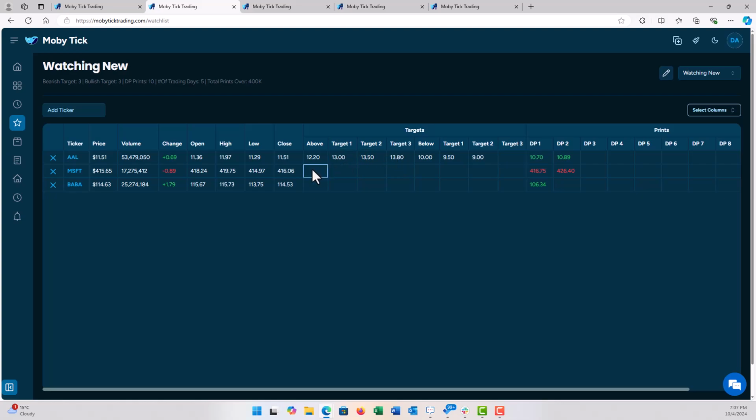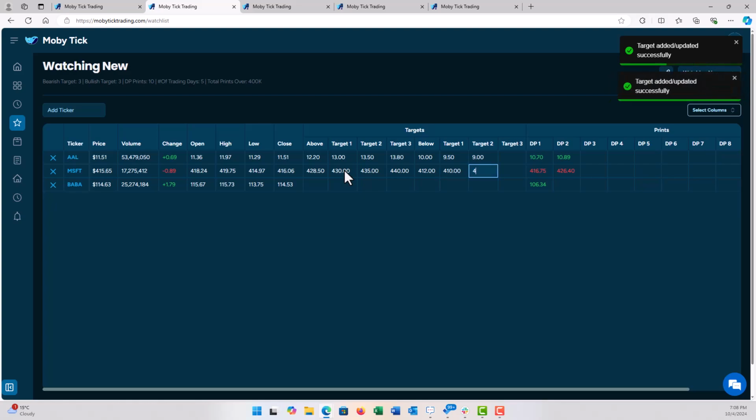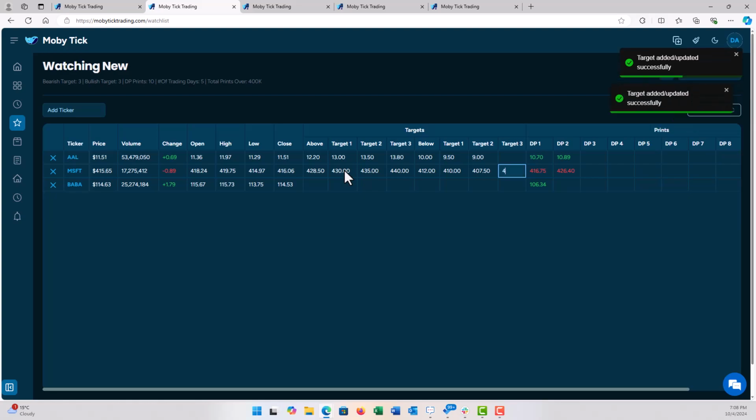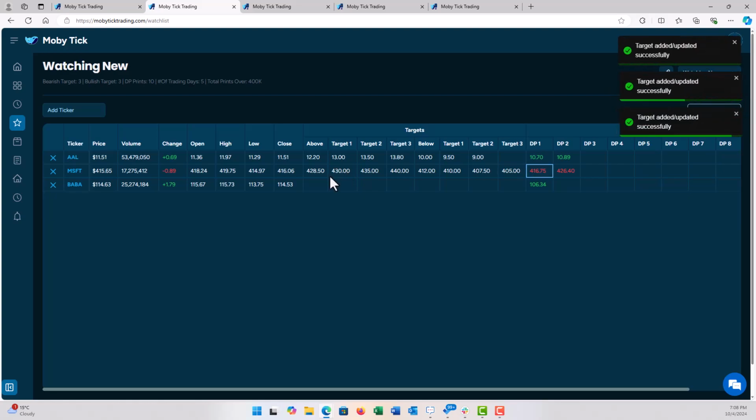So for Microsoft, we were bullish above 428.50. And it seems like a long way away because we're at 415.65, but there are all of those crazy prints in the way. So then we'll do as a target 430, 435, and 440. And then we'll be bearish below 412, with a target of 410, 407.50, and 405 is our target there.